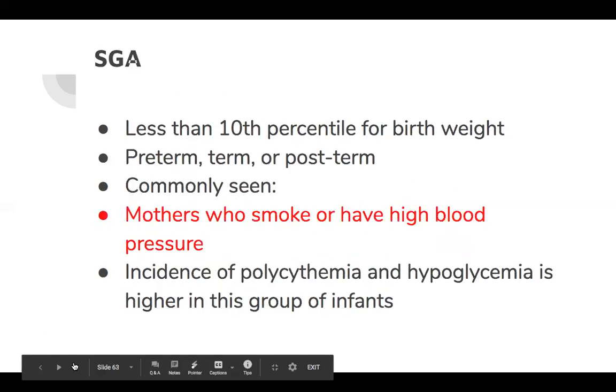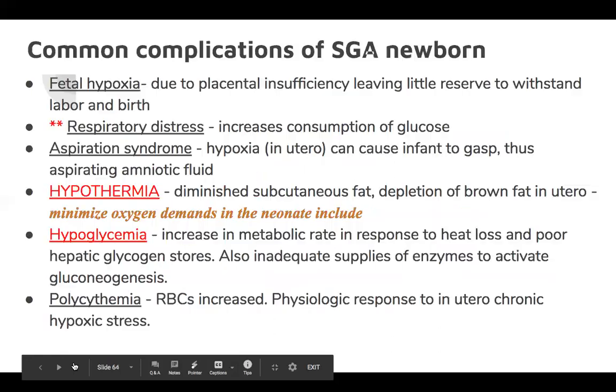Small for gestational age, you'll see that in your preterm, your term, and your post-term, but it's commonly seen in women who smoke or have high blood pressure. Some complications of the small for gestational age. I'm not going to go through all these because we've been discussing these. I feel sometimes like a broken record when I teach these concepts, because a lot of the stuff that you see with the preterm, you see also with your small for gestational age, your IUGR, and even some of your post-terms.